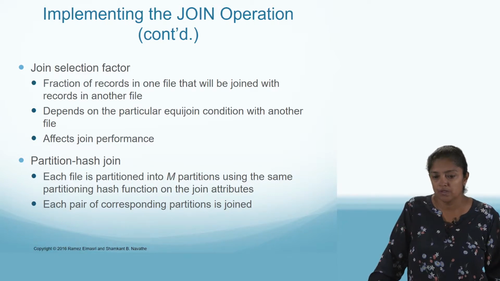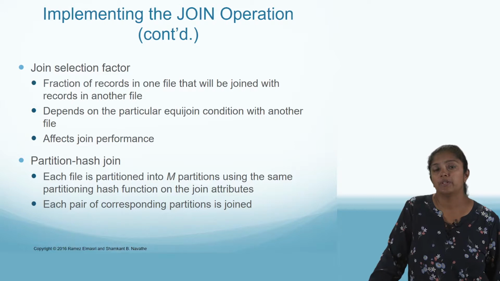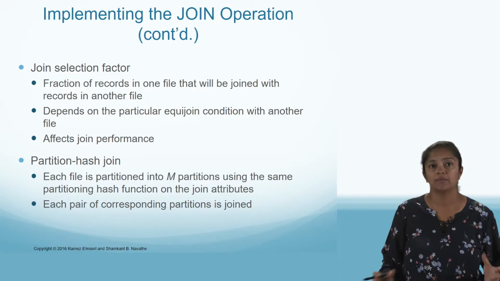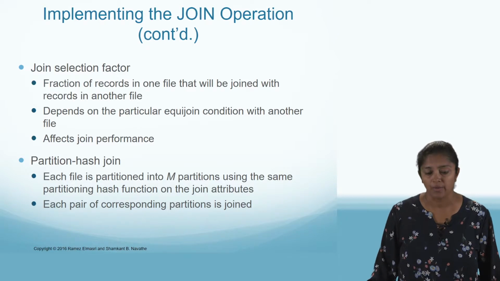The join selection factor also depends on the type of the equi-join condition. So the optimizer looks at that equi-join condition as well, and then based on that decides what's best in terms of join performance.